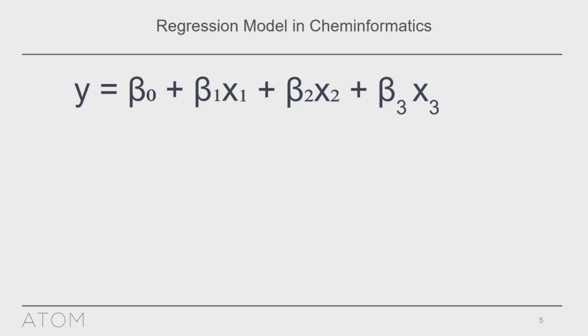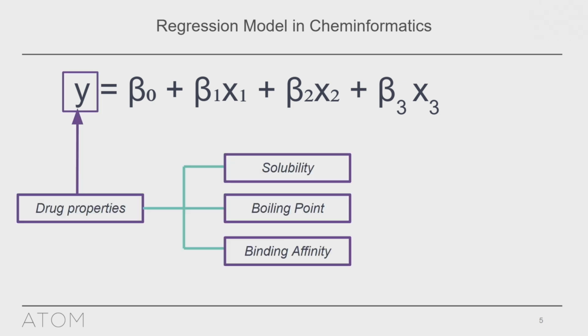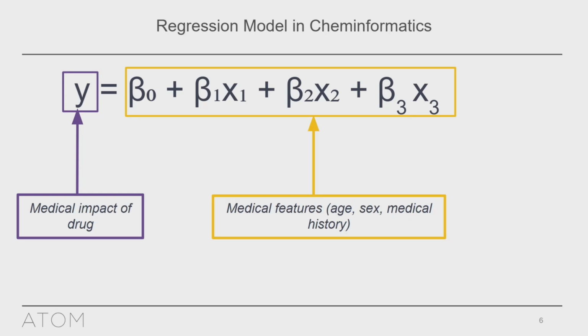In cheminformatics, regression models are especially useful to make predictions, such as the properties of a drug. Properties like solubility, boiling point, or binding affinity to a target protein can be estimated based on a drug's molecular structure. These predictions can also be used to improve the design of new molecules with optimized properties like melting point or bioavailability. In another example, these features can also be correlated to biological activity, and the effect of a drug on patient recovery can be predicted based on medical features. Lastly, regression models can also be used to predict the toxicity of chemicals to living organisms or their impact on the environment, which is important to help assess the safety of new compounds.